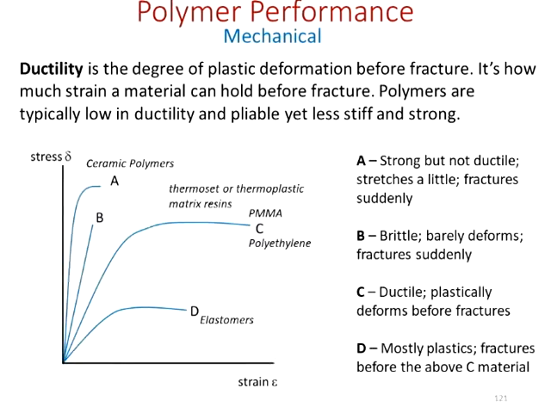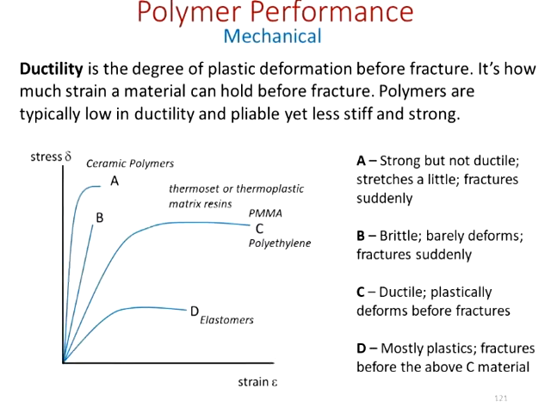The first curve here is A. The curve represents strong but not ductile. Okay, it stretches a little but fractures suddenly. So a little bit of stretch and then it snaps all of a sudden. Okay, and then we have B, brittle. Okay, barely deforms and fractures suddenly. And that's what happens if we have a B-type polymer.